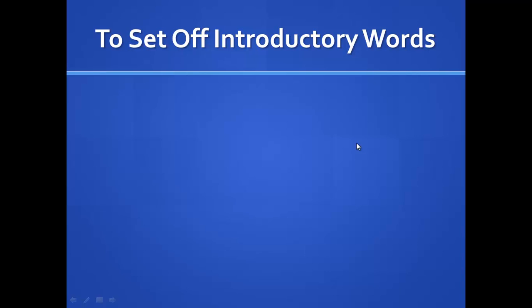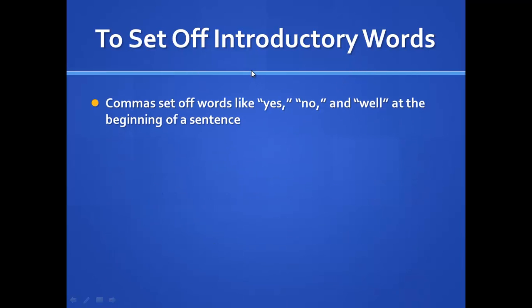You also can use commas to set off introductory words. Some of these introductory words are words like yes, no, and well. So if at the beginning of a sentence you have one of these words, you need to follow it with a comma. Such as, yes, comma, we are now on the sea floor. So anytime, again, you begin a sentence with one of these magic words, make sure that you follow it with a comma.